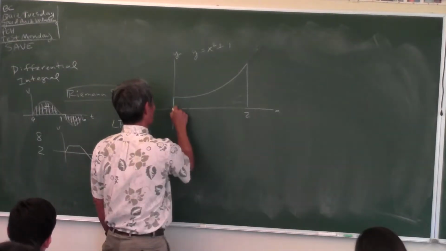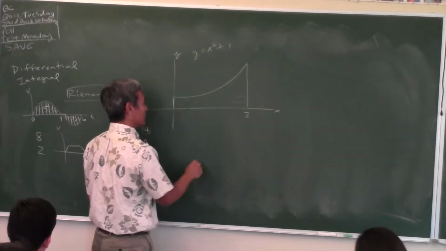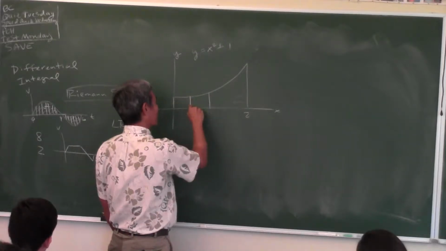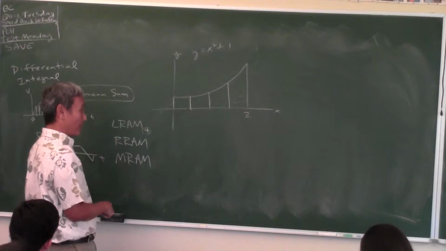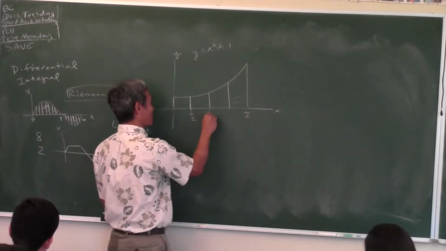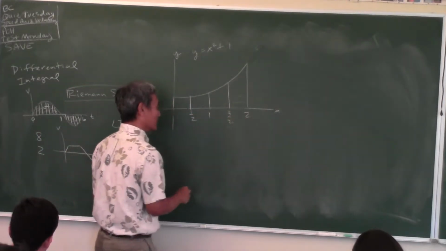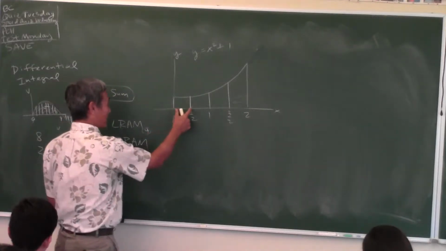So here we go. How far is it from 0 to 2? 2. If I break that up into 4 equal parts, each part is going to be 2 divided by 4, which is a half. So this is a half, that's 1, that's 3 halves, and that's 2. So we're breaking up into 4 regions.